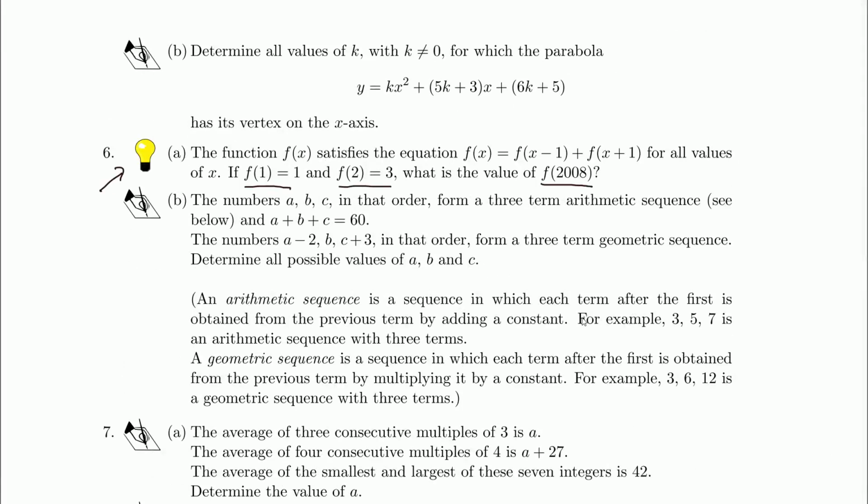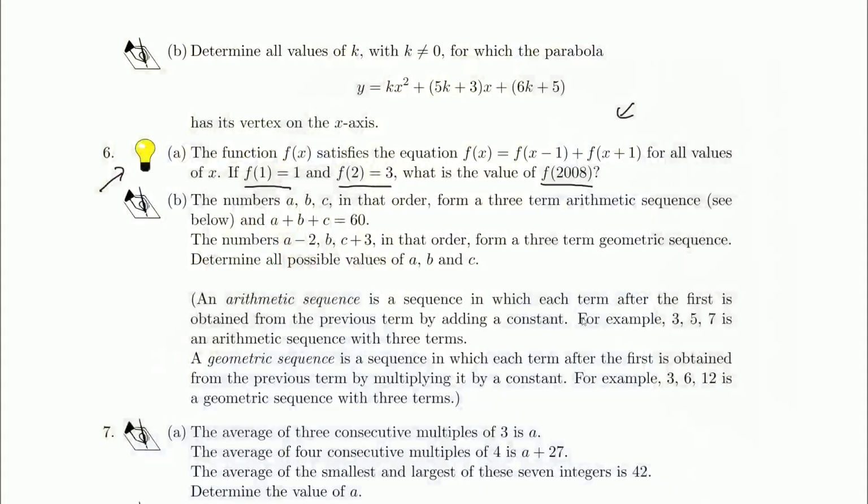Okay, so they're giving me two terms. And if I rearrange this expression here, I should be able to figure out f of 3. And then knowing f of 2 and f of 3, I should be able to get f of 4 and so on. So I'm going to start writing out a sequence of numbers. Now, I don't think there's anything special about the 2008. I think they just want me to be able to continue this pattern for quite some time.